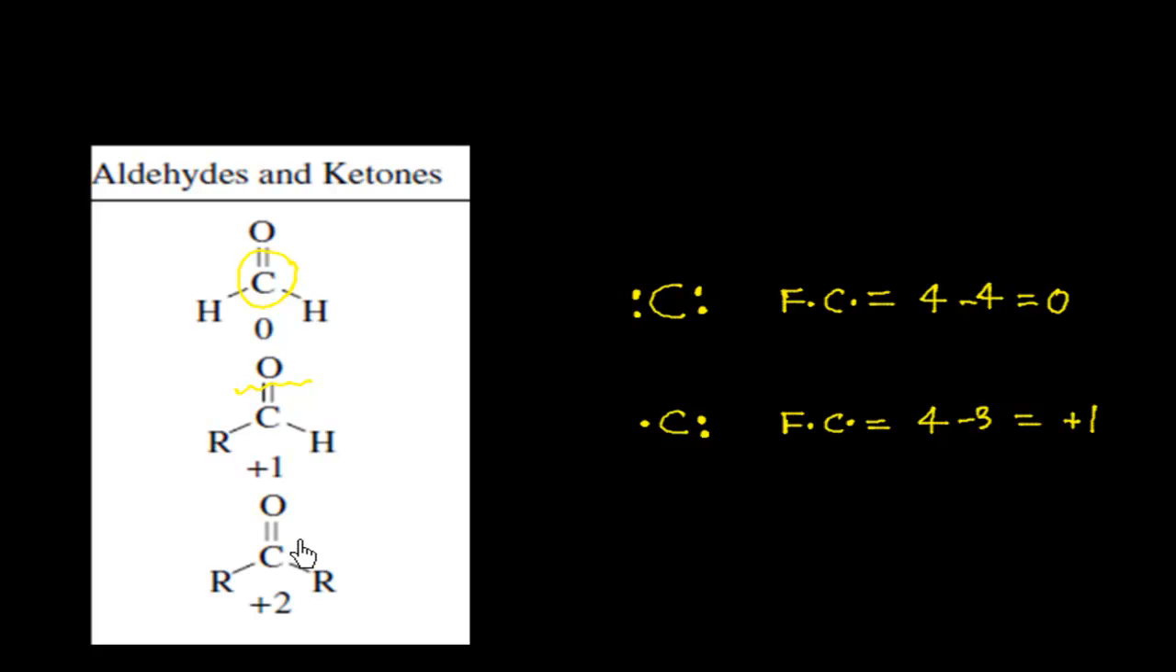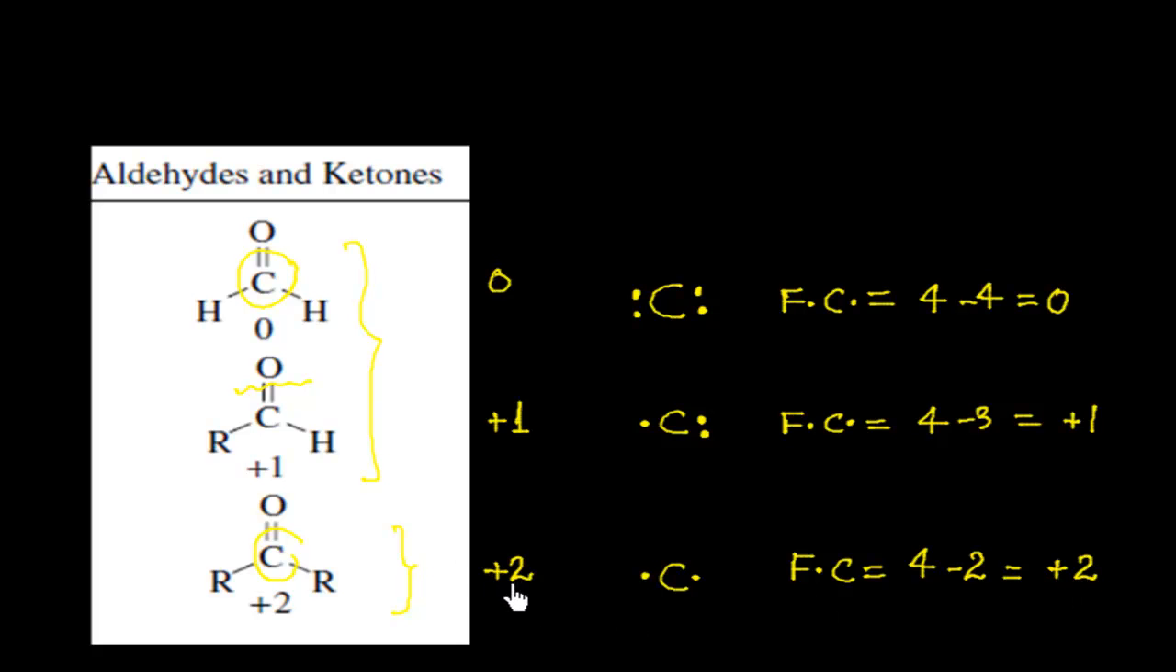Now let us say ketone. So aldehyde can have an oxidation state of 0, or it can have an oxidation state of plus 1. But let us say ketone. In case of ketone, I will have no electron from this side, 1 electron from this side, 1 electron from this side. So formal charge we can calculate, that is 4 minus 2, that is basically plus 2. So oxidation state in case of ketone is plus 2.